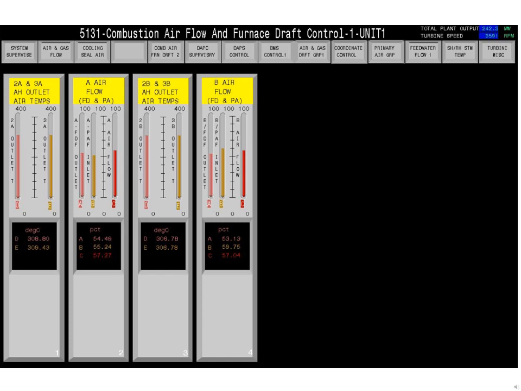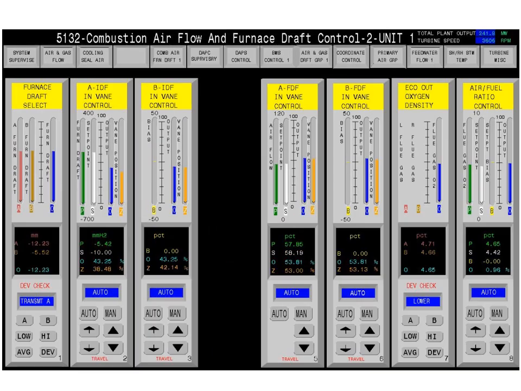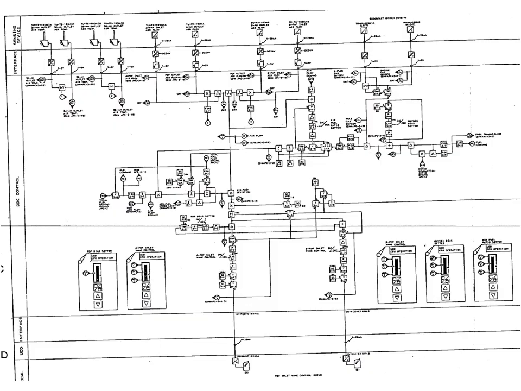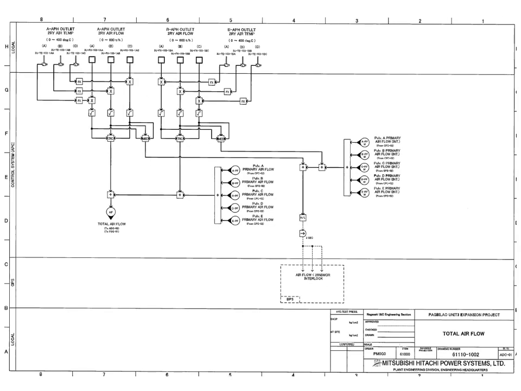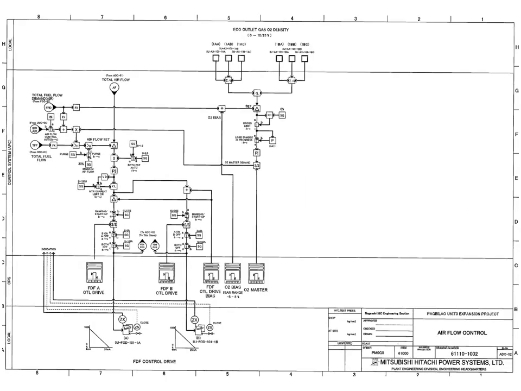And these are the windows in the operator station where we monitor and control the combustion air and furnace draft for units 1 and 2. While this diagram is the original APC diagram for combustion air and furnace draft control. The succeeding slides are the PAG3 APC diagram on combustion air and furnace draft controls.